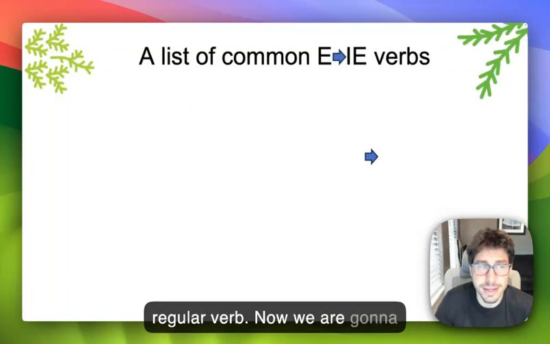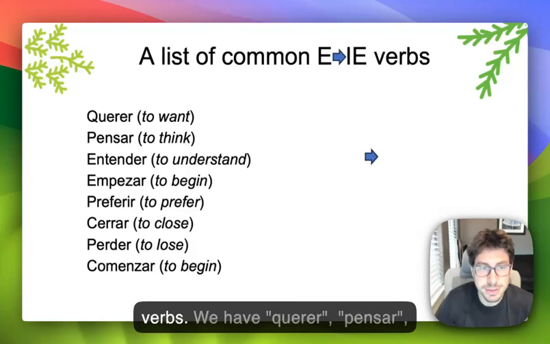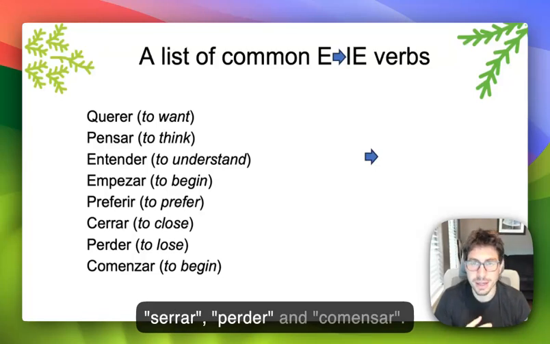Now we're going to look at the list of common E to IE verbs. We have querer, pensar, entender, empezar, preferir, cerrar, perder, and comenzar.